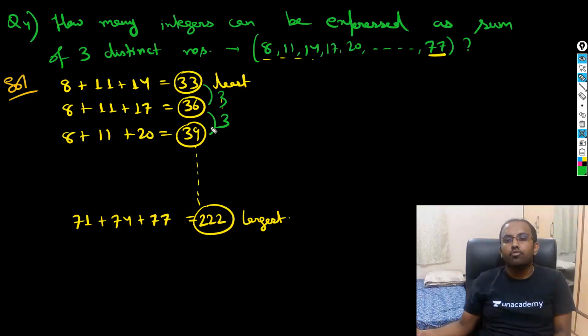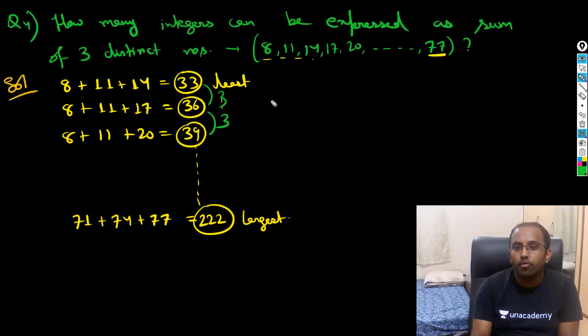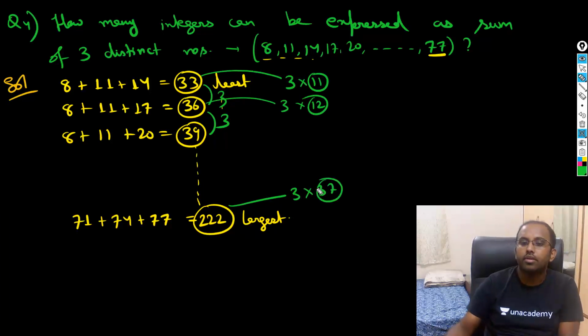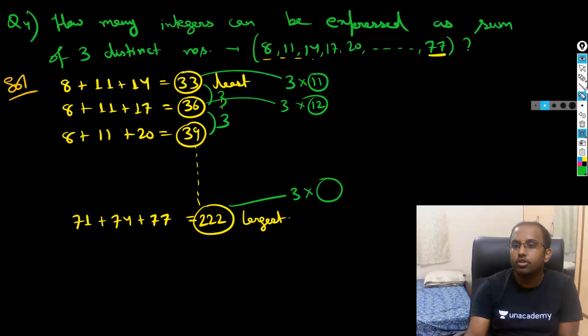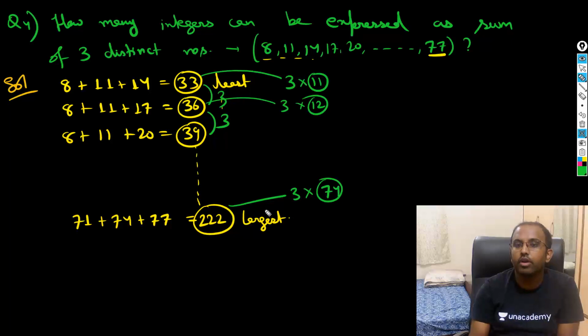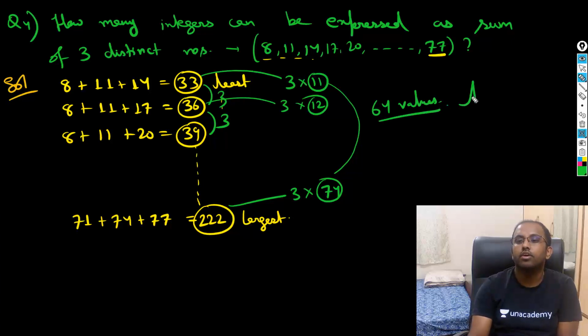Once we have a gap of 3 from least to largest, I can quickly count how many values are here. It's a gap of 3, so you can write 3k. The first term is 3 into 11, the next term is 3 into 12, and the last term is 3 into 74. So starting from 3 into 11, ending at 3 into 74, how many values are here from 11 to 74? 64 values. That's the answer for this question.